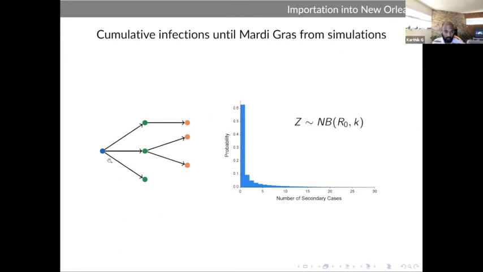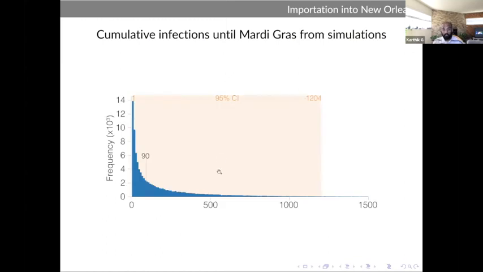In this simulation, we assume that the number of secondary cases caused by any primary case can be described by a negative binomial distribution, which is described by an R0 and K, the overdispersion parameter that accounts for the variation in transmission of SARS-CoV-2. So we simulate this 100,000 times, and then we end up with a cumulative number of infections from the simulated data about the number of cases that probably happened until the day of Mardi Gras.